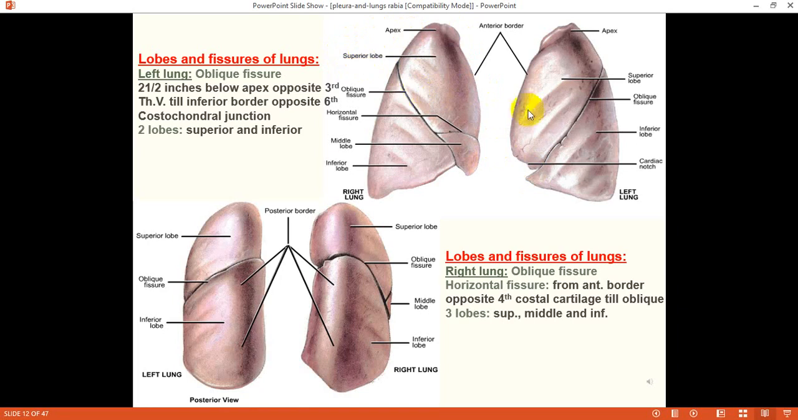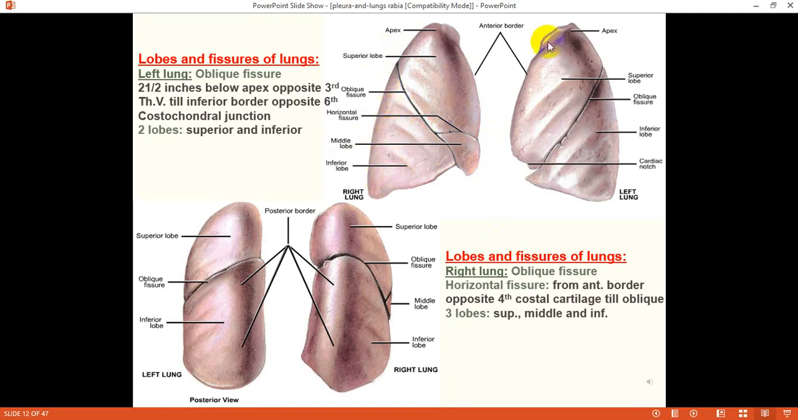In the left lung, the lobe above the oblique fissure is the superior lobe, and below the oblique fissure is the inferior lobe. While in right lung, the lobe above the lateral part of the oblique fissure and horizontal fissure is known as the superior lobe. Between the horizontal and oblique fissure is the middle lobe, and below the oblique fissure is the inferior lobe.